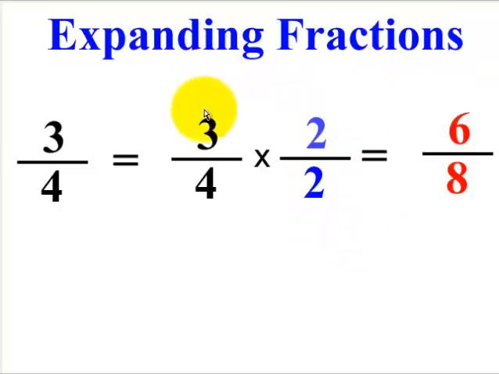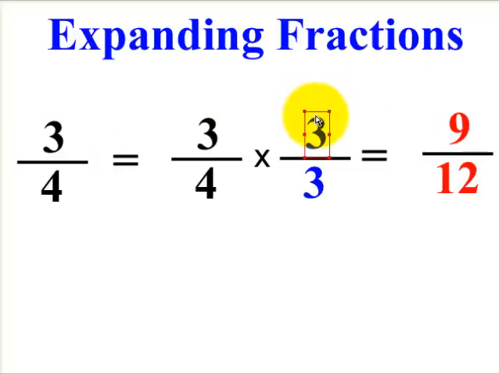Okay? And if we multiply 3 by 2, we get 6 on the top, and the 4 times the 2, we get 8 on the bottom. Right? The top number is the numerator, bottom number is the denominator. But that 6/8 is still equal to 3/4, right? They're equivalent fractions. I could do it again, right?